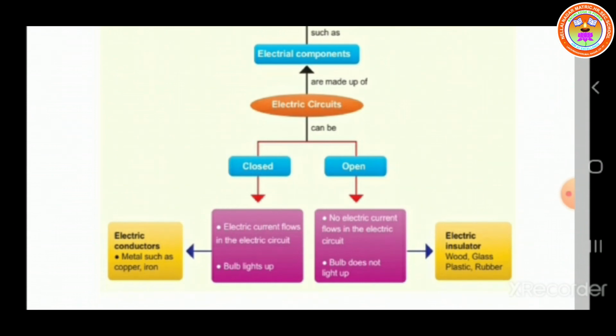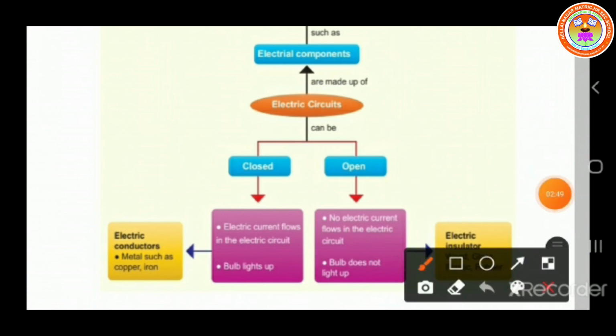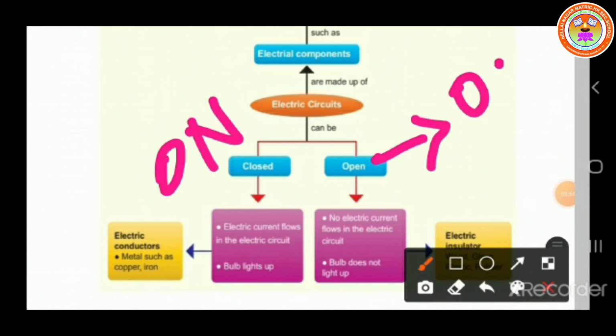Closed, I already told you. Closed instance, what is that? The switch is on. If the circuit is open, the switch is in the off condition. Have you understood, students? Closed instance, the circuit is on. Open instance, the circuit is off.